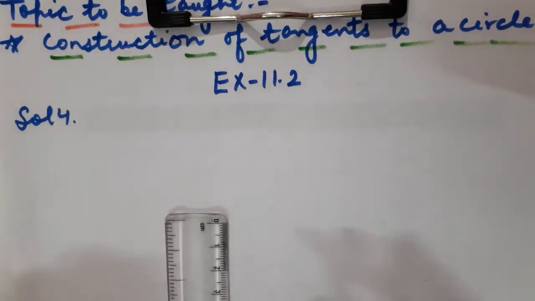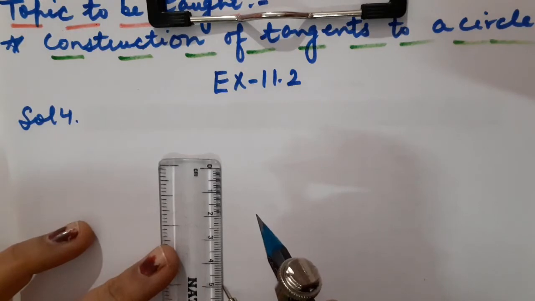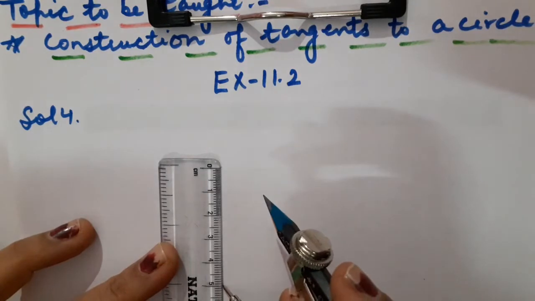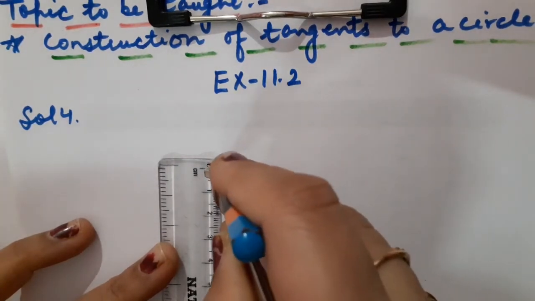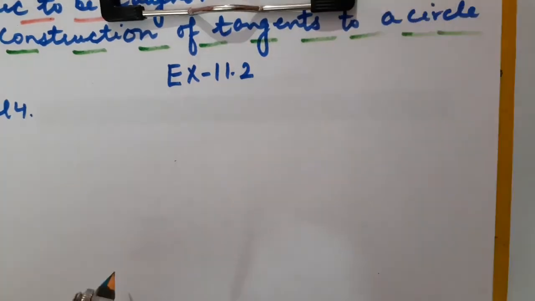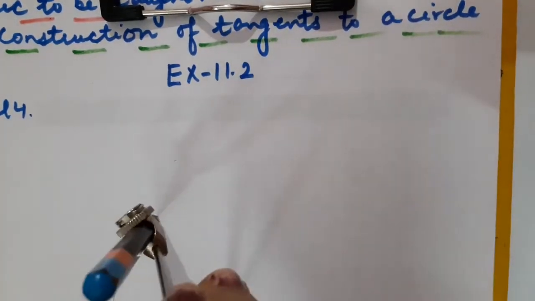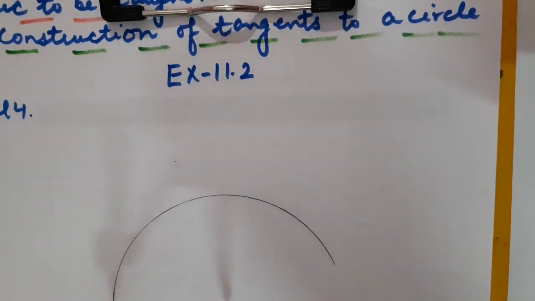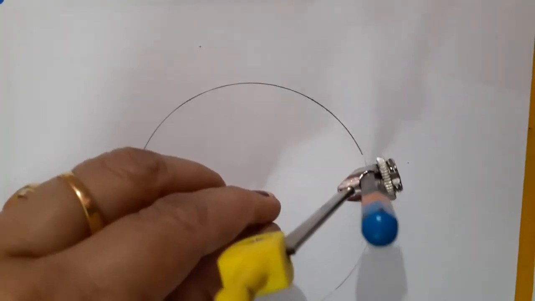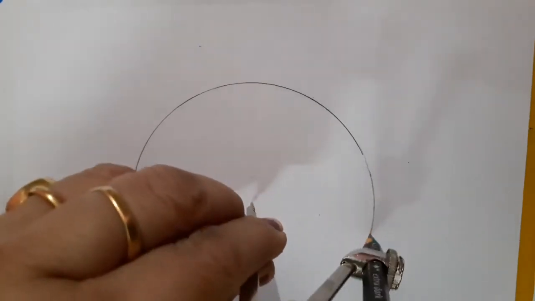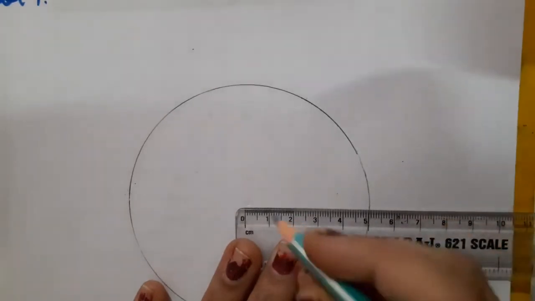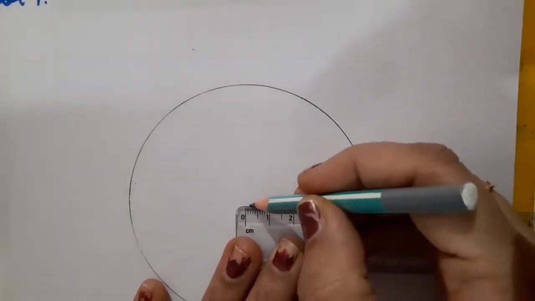First of all, we are going to draw a circle of radius 5 centimeter. So I am just going to measure the length 5 centimeter using the compass so that I can draw a circle of radius 5 centimeters. So children, let us draw a circle of radius 5 centimeters. So children, here I have drawn a circle of radius 5 centimeters. So let us draw the radius, which is 5 centimeters.